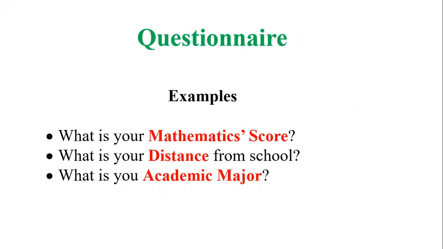What questions are you going to ask to collect data on the variable? For example, what is your mathematics score? You need that data to answer the research question that is based on mathematics score. What is your distance from school? You need that data so that you can correlate distance and mathematics score. Research question number 2. What is your academic major? You want to know if there's an association between major and mathematics score. You need the academic major of that particular student. So those 3 questions are posed to, and the data collected from, a particular respondent.